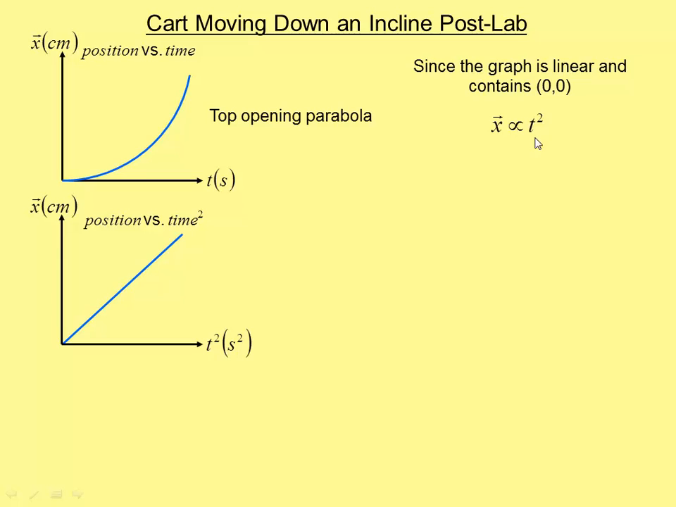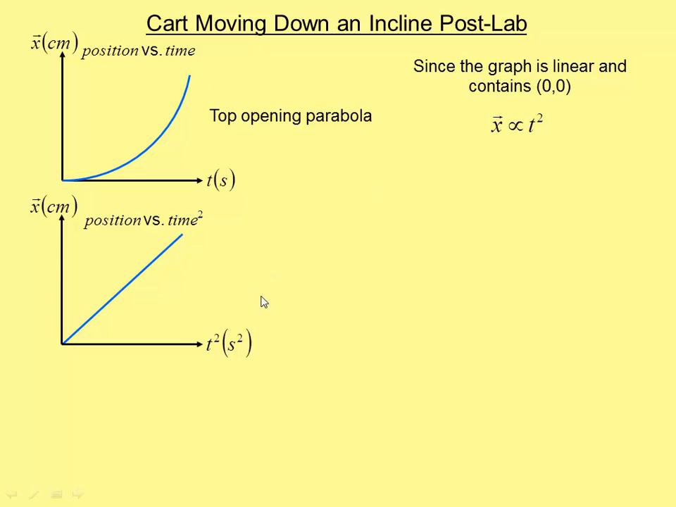So as the time increases, the position increases faster. That's why the graph gets steeper and steeper, because the position is increasing faster than the time. And that's why we get a top opening parabola. We'll see other relationships as we go throughout the course of the year, but this is the one for a cart moving down an incline.